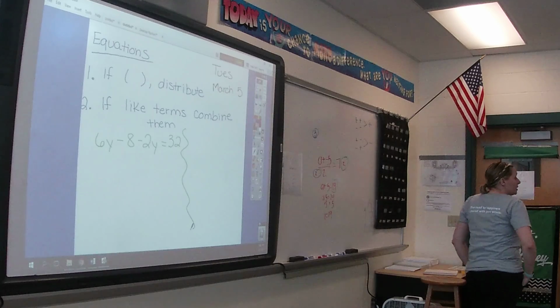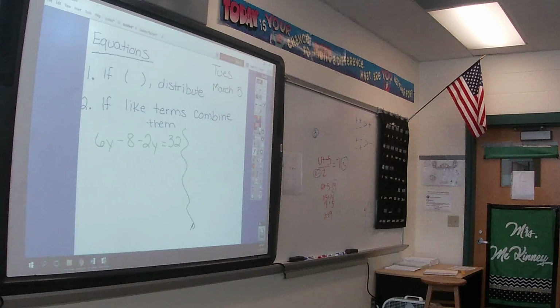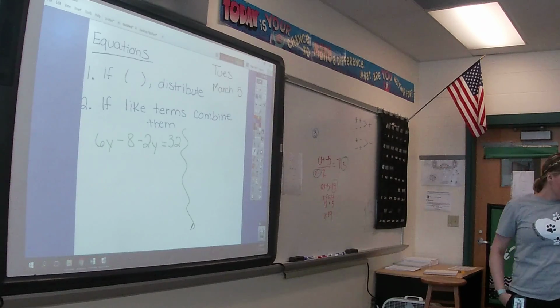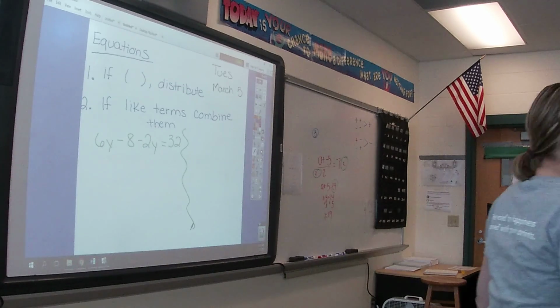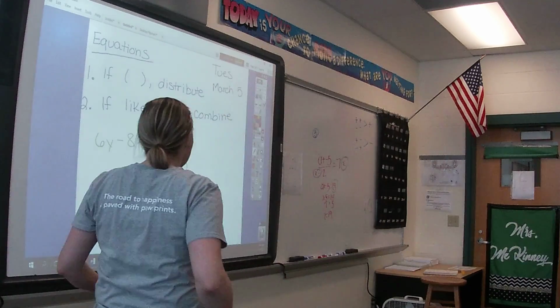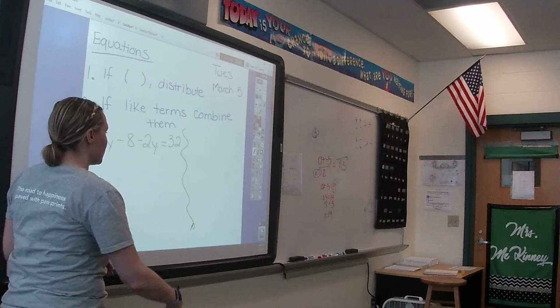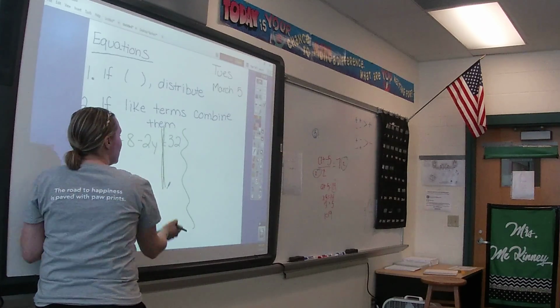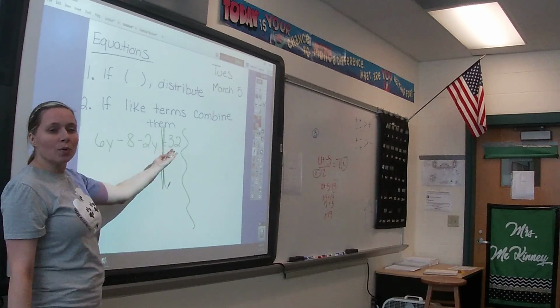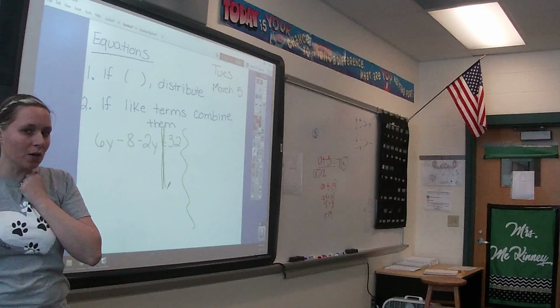If we look at this situation, are those variables on the same side of the equal sign, or are they on opposite sides of the equal sign? Same, right? They are on the same side. You're like, oh, I'm not sure what she means. My equal sign is right here, so if I draw a line right here, the y's are both on the left-hand side of the equal sign.